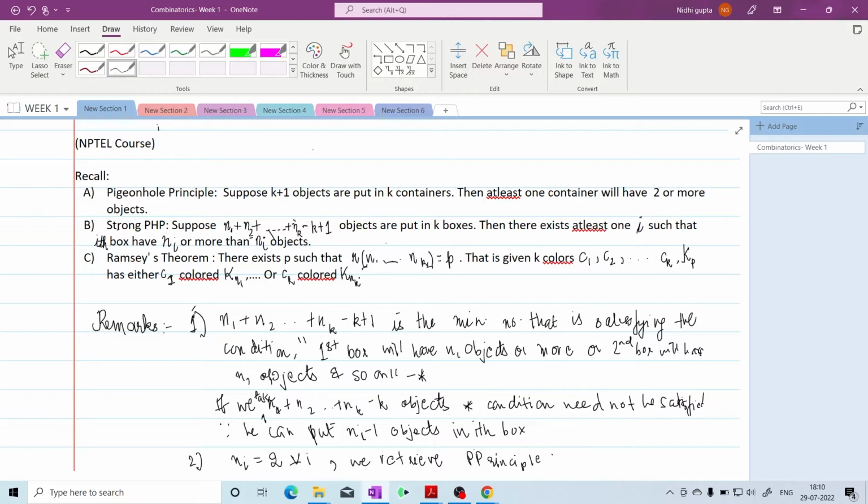Besides these, you covered various applications of the pigeonhole principle. Now we'll solve some problems relating to it.